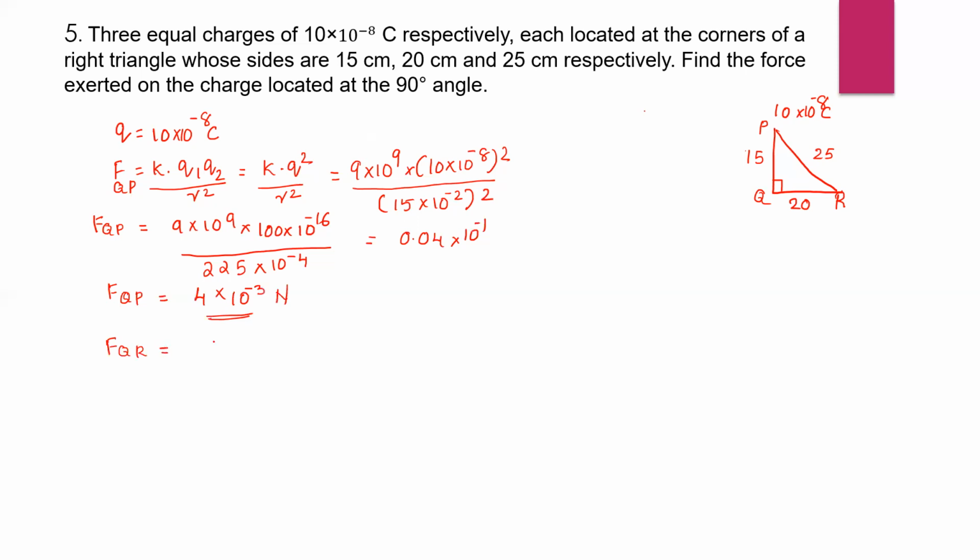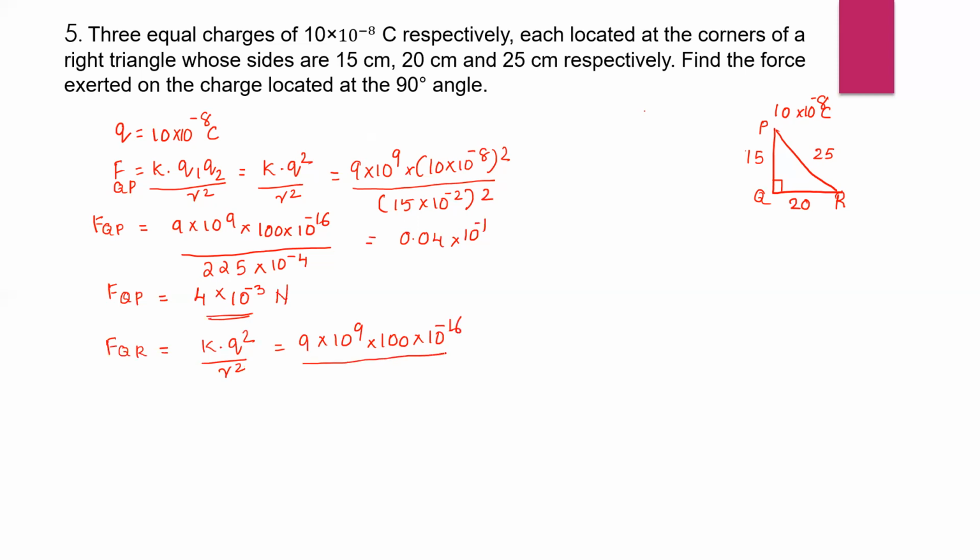FQR is equal to KQ square upon R square. That is 9 into 10 raised to 9. Q square is 10 into 10 raised to minus 2 the whole square. That is 100 into 10 raised to minus 16 upon R square.